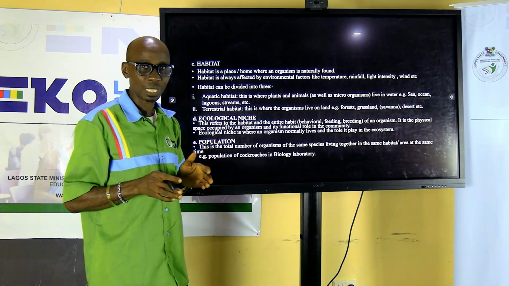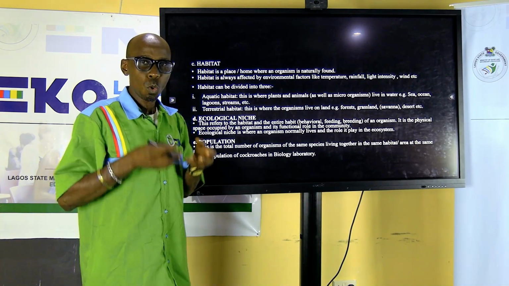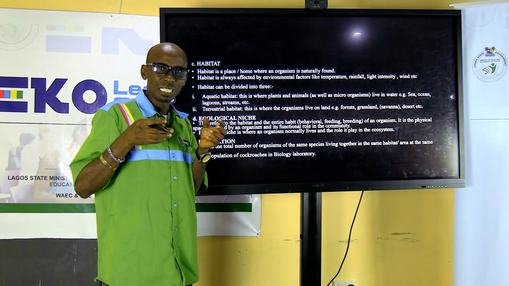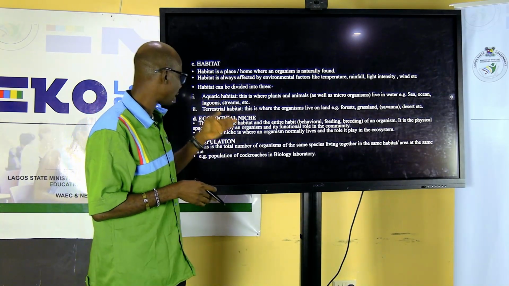examples under each of these habitats. If, for example, you have to mention the habitat of a cockroach, where will you find a cockroach? In the cupboard, in the toilet. These are the habitats of a cockroach. All these are found on land.